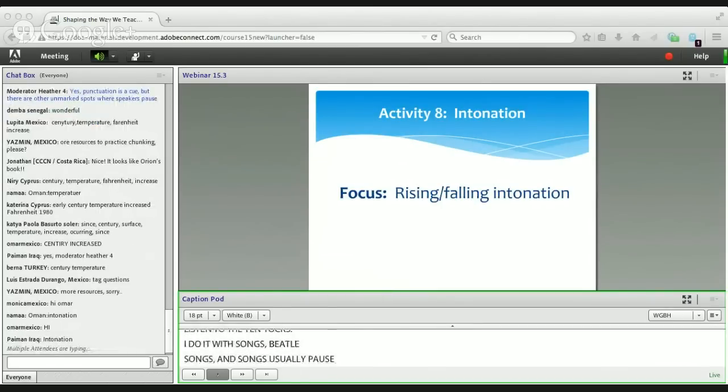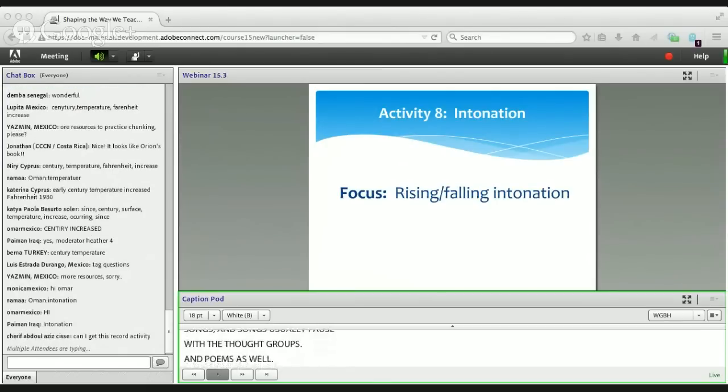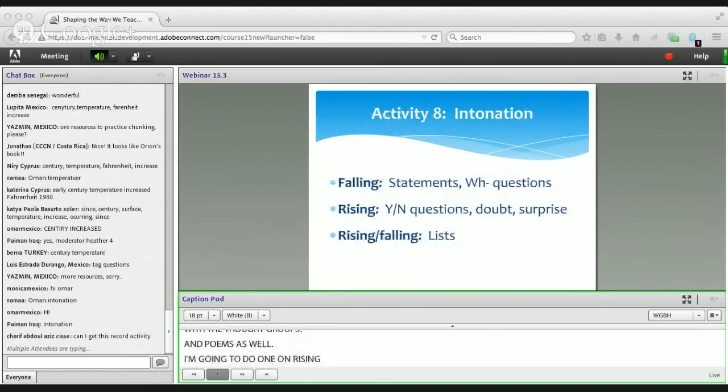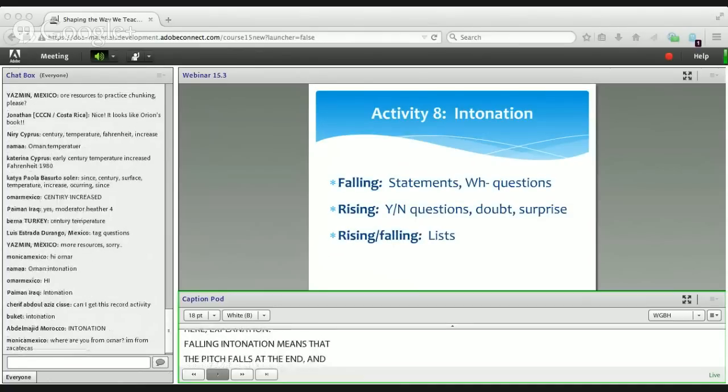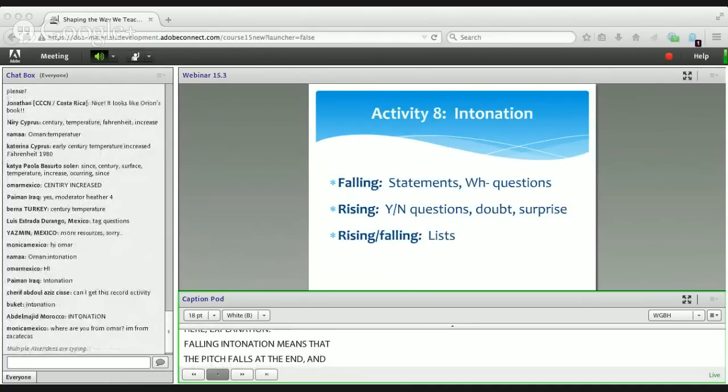So finally, I'm going to do one on intonation, rising and falling intonation. So let's just do a quick definition here, explanation. Falling intonation means that the pitch falls at the end, and we tend to use falling for statements and WH questions. So let me give a few examples.